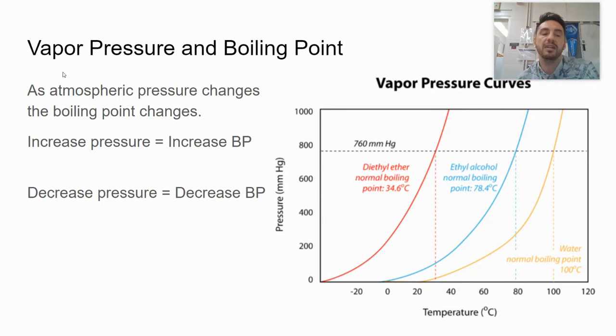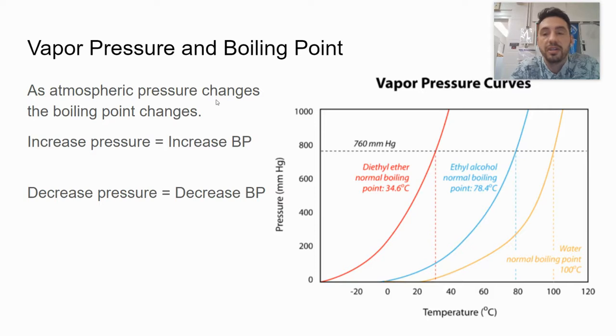Okay, and the last thing here is how vapor pressure is related to boiling point. When vapor pressure is equal to atmospheric pressure, then we have something boiling. As we increase the temperature of something, we're increasing the vapor pressure because more and more particles are going to evaporate, more and more particles are going to turn into a gas. So as we increase the vapor pressure, we're getting closer and closer to the boiling point.